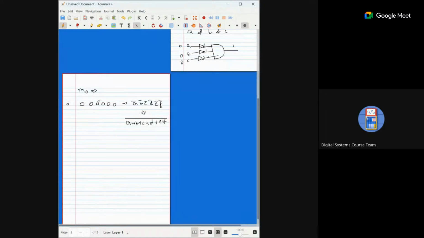I mean, not so, because of the min term I told. If I mention only 0, it can be either M0 or m0. This is a max term representation. This is a min term representation. This is capital M0. This is small m0.